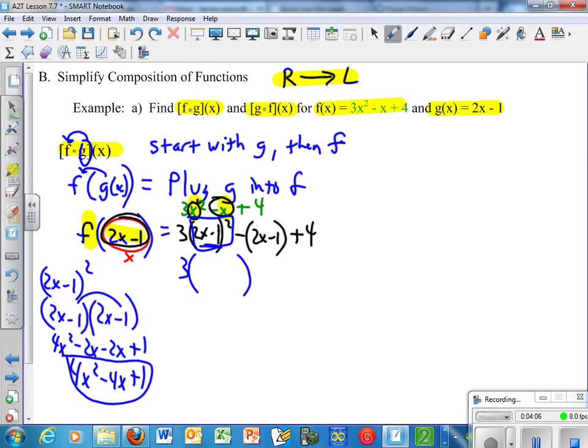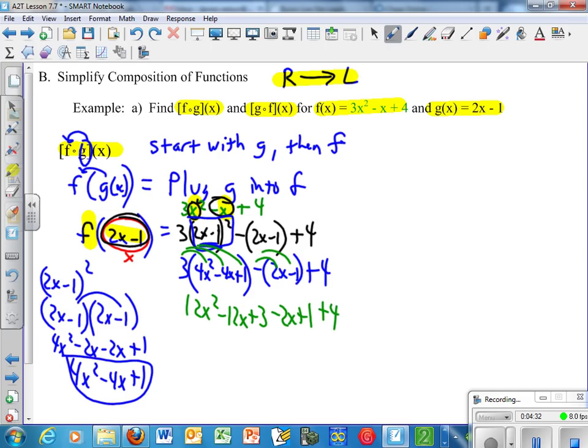So that's this part right here. Now we're going to have to multiply that by 3, which means in my next step I have to distribute the 3. So let me just write the rest of the expression as we have it here. This means square that binomial. Now to multiply 3 times that, I distribute my 3, so it's 12x squared minus 12x plus 3. Distribute your opposite sign, so it's minus 2x plus 1, plus 4.